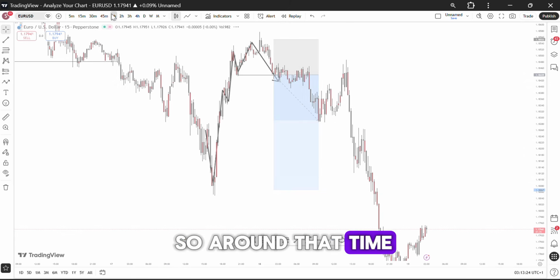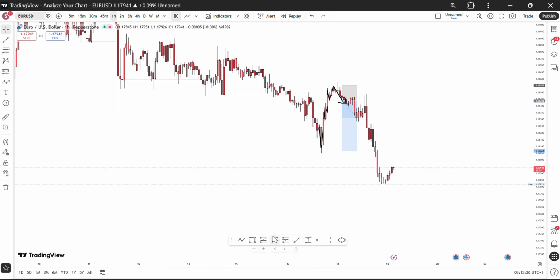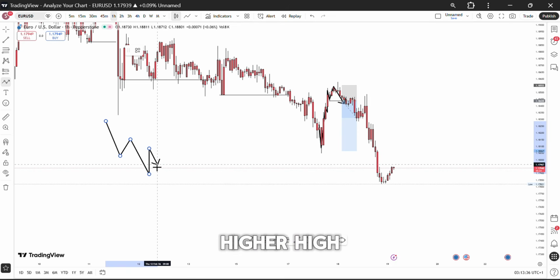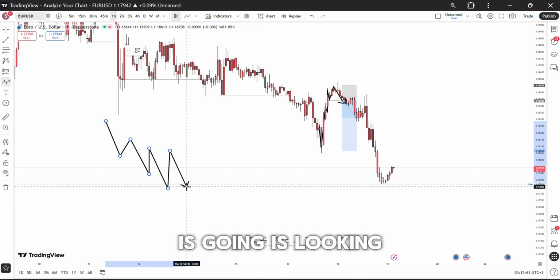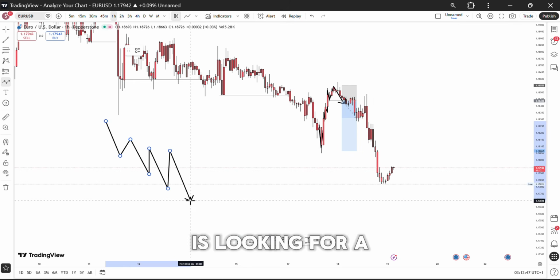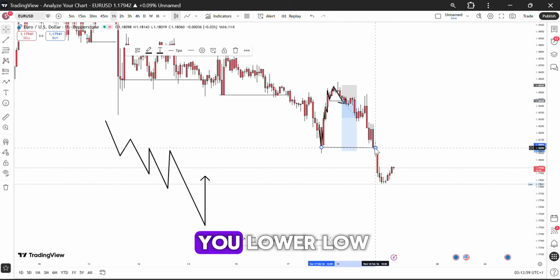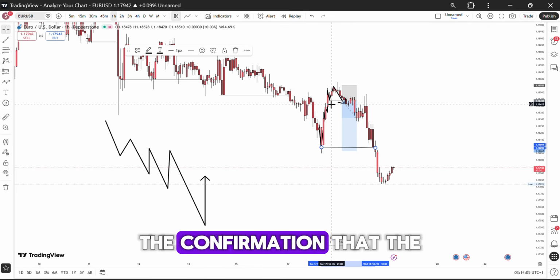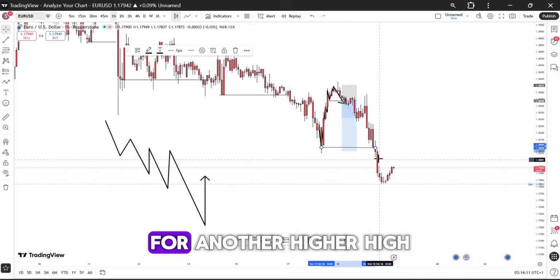So around that time, there's good price action, and if the market is giving you a series of higher high, higher low, higher high, higher low, higher high, higher low, the market does not reverse back to give you an equal low. It is looking for a way to give you a lower low, not an equal low. Get this, the market is not going to give you a lower low and then change. Why does the market give us the confirmation that the trend is about to continue? Because it wants to give us another lower low for another higher high.